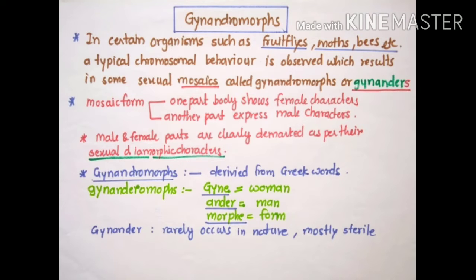Gynandromorphs may be particularly spectacular in appearance. The male portion of the body may have eye, body color, bristle and other characters that differ sharply from those in the female portion. In certain organisms such as fruit fly, moth, bees and so on, a typical chromosomal behavior is observed which results in a sexual mosaic called Gynandromorph, or it is also called a gynander.